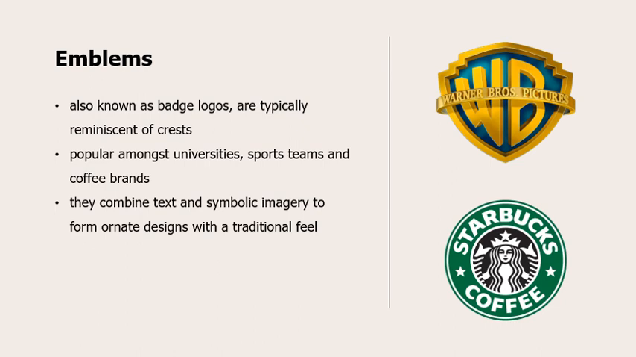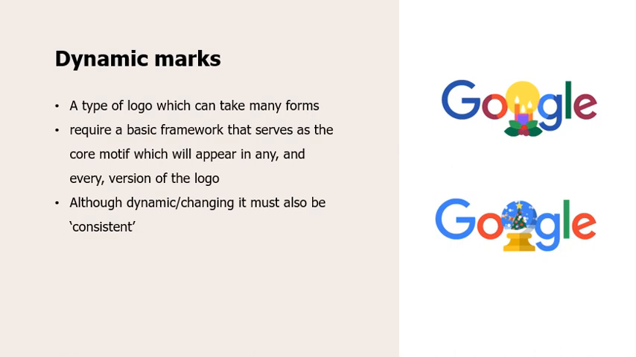Emblems are usually used by schools and coffee shops like Starbucks. So they have a traditional feel to it. Sports teams also use the emblems. So this is something that you would be seeing in uniforms of schools, the emblems. And finally are dynamic marks. So dynamic, opposite of static. Ano po, when you say something is dynamic, it's shape shifting.